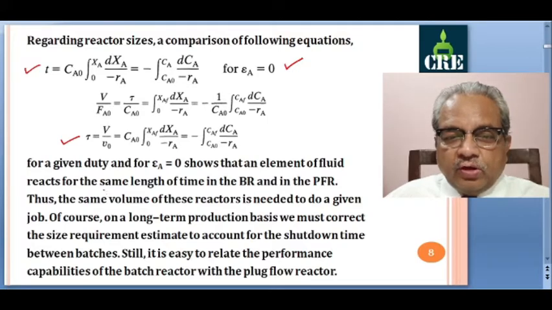For a given duty and for epsilon equal to 0, it shows that an element of fluid reacts the same length of time in batch reactor or in plug flow reactor. So time is same for same duty. Thus the same volume of these reactors needed to do a given job. Volume requirement will also be same.